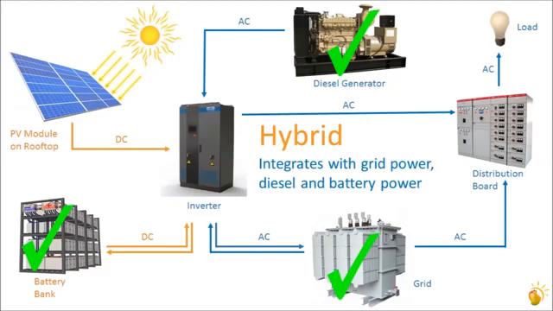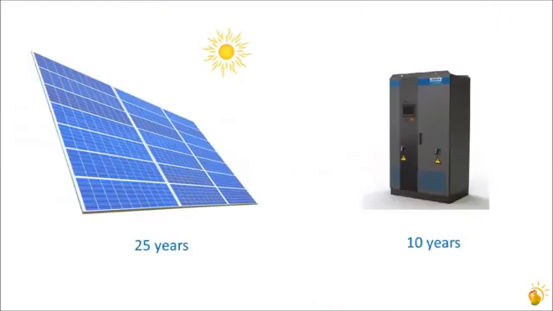A solar PV plant will last 25 years, and the inverter can last 10 years or even longer. It is therefore important to choose an inverter keeping in mind both current and future requirements. Let us recap what we have seen today.